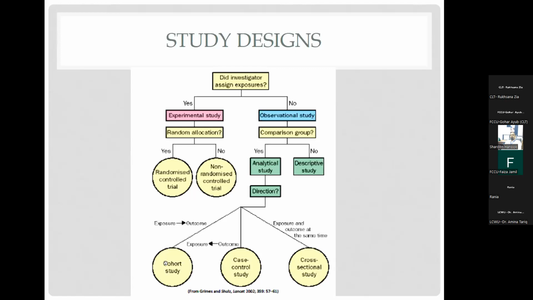In cohort studies, you can have more than one outcome. In a case control study, generally we have one outcome. And in a cross-sectional study, we also have one outcome. But cohort study, cohort by word, is a group, where you recruit a group, a cohort, that is exposed and one that is not exposed, and then you follow them up into the future to look for an outcome.